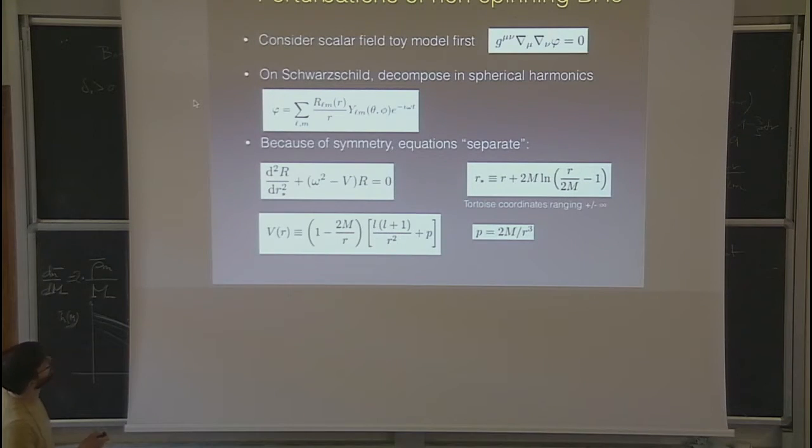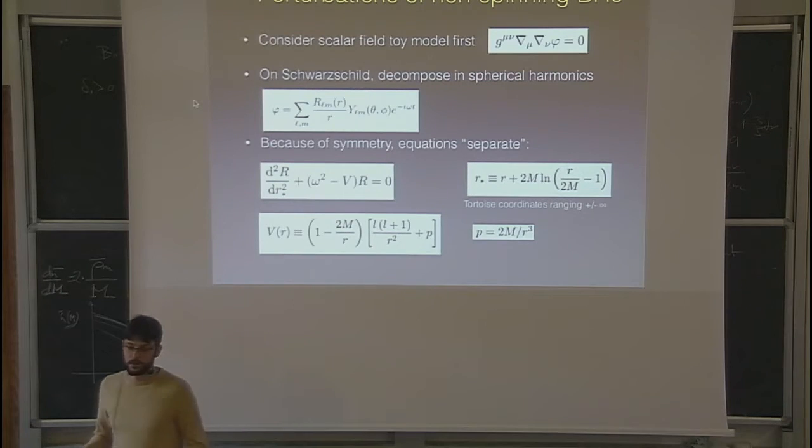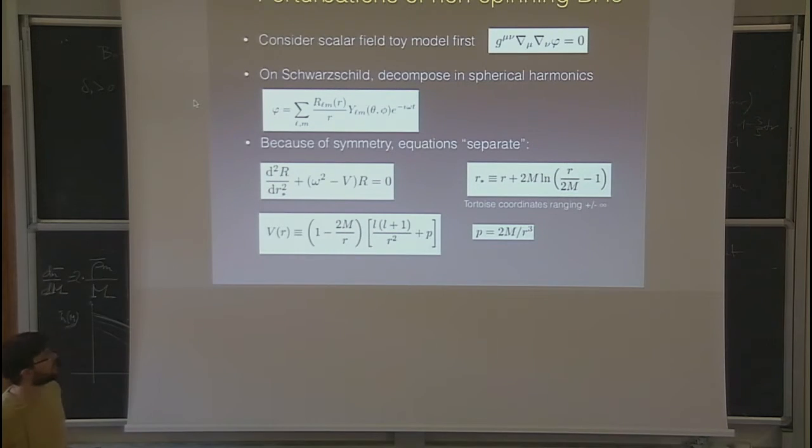So now I want to do something easier because I don't have the time to go through all the details. Instead of perturbing a Schwarzschild or Kerr black hole, I want just to take a Schwarzschild or Kerr black hole and study the dynamics of a test scalar field on top of it.